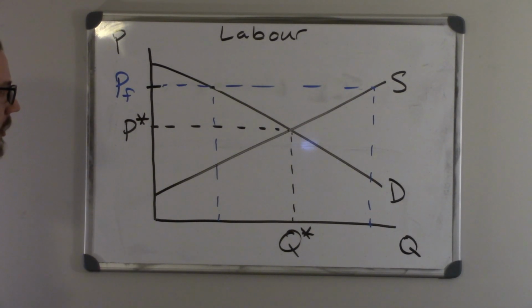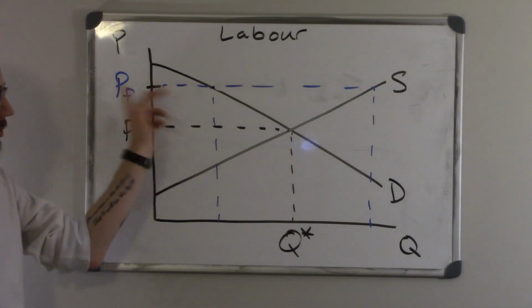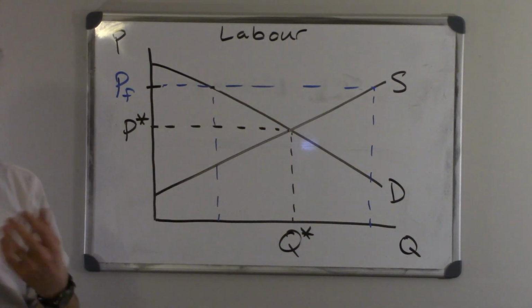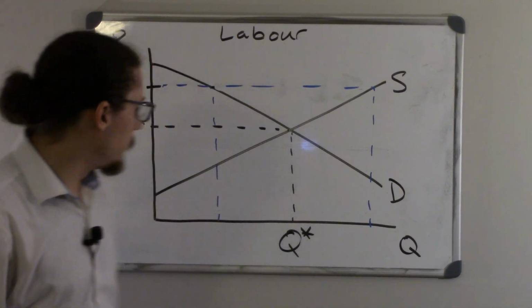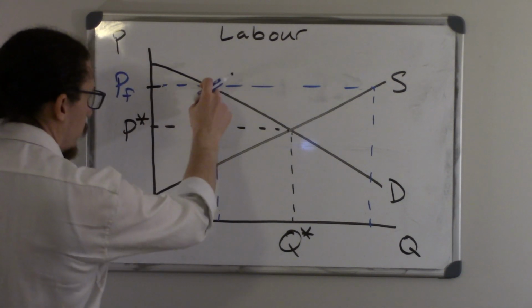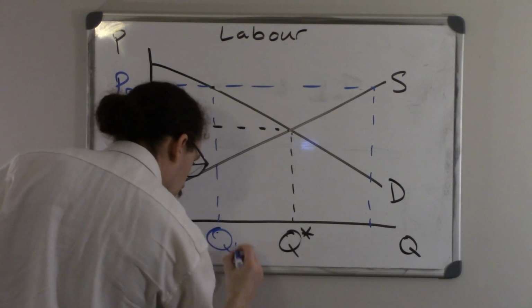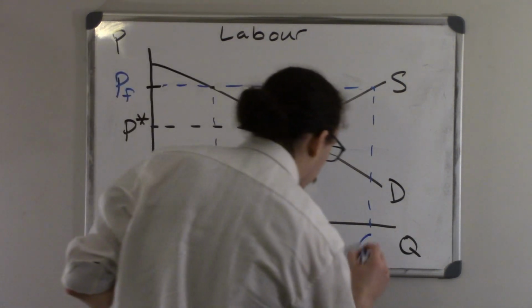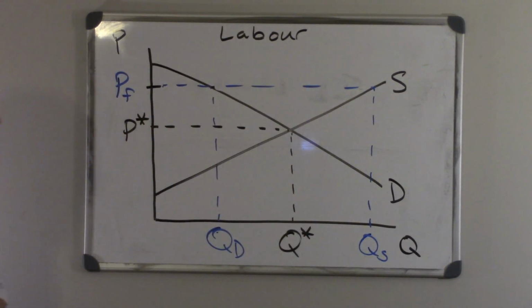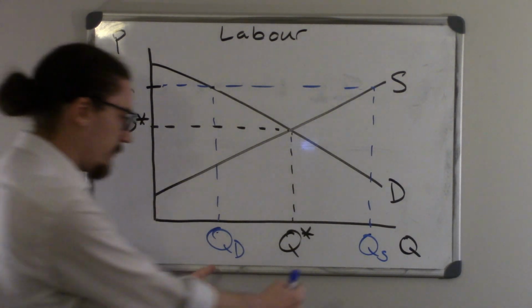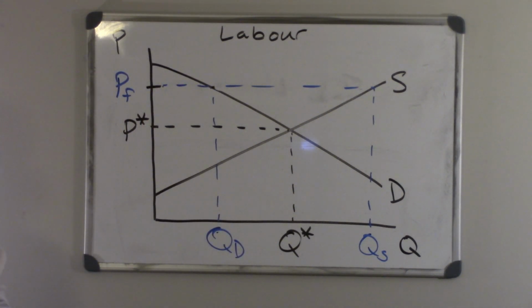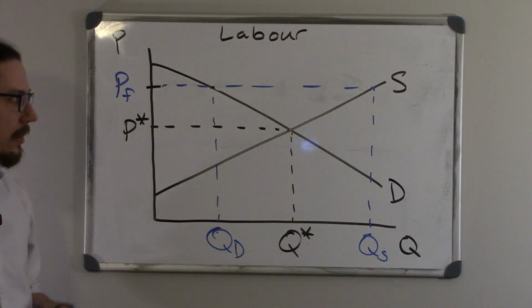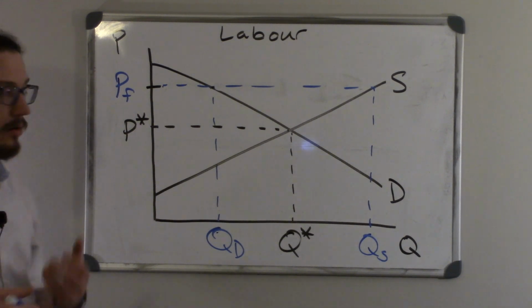Just like with our price ceiling, we can take our price control, follow it over to the supply and demand curves, to find out our quantity supplied and quantity demanded. So here, where it intersects our demand curve, that's our quantity demanded. Where it intersects our supply curve, that's where we're going to find our quantity supplied. The difference between our quantity supplied and our quantity demanded is the size of our surplus. Now when we're talking about the labor market, there is another name we could call our surplus.